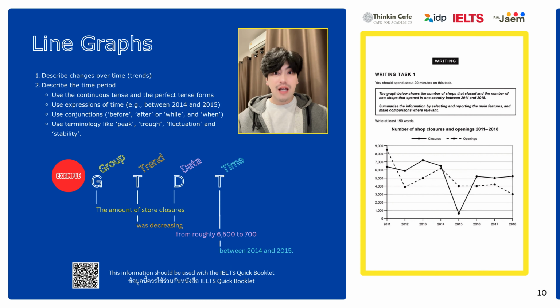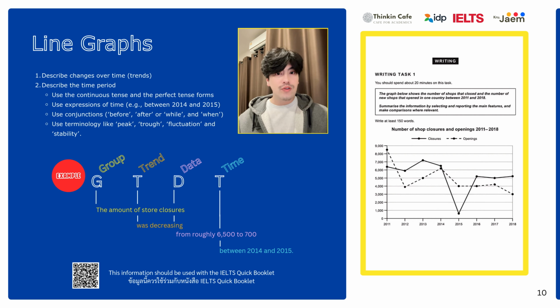When you describe a line graph, it's important to talk about changes over a period of time. Talking about trends would be essential for the description of a line graph. So in order to do that, you need to think deeply about what tense you should be using. So in the illustration that you have on your screen, the number of shop closures and openings between 2011 and 2018, the tense that we should use would primarily be the past tense. So whatever feature we talk about in the illustration, we should be using the past tense.